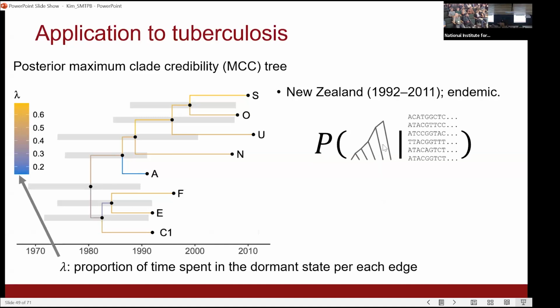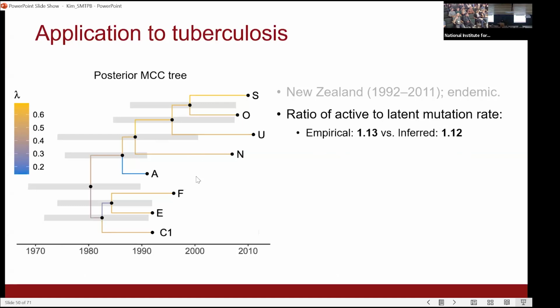In Bayesian inference, we don't get just one tree, we get a distribution of trees. So that's why I'm plotting here the summary tree, which is called the posterior maximum clade credibility tree, or MCC tree. It's colored by the posterior mean of the proportion of each edge spent on dormancy, and this bar is the posterior node height distribution.